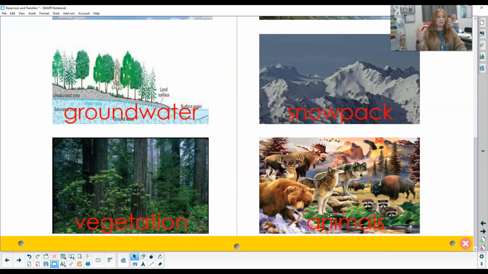Vegetation, the trees, plants, leaves, bushes, grass, all of these are holding water in their roots and in their leaves. And animals can also hold water inside them. So yes, an animal can move, but the animal, like in your body, is just holding that water. It's a storage place for it. So you just have to decide, is the purpose of it to go from one place to another? That's a transfer. Or is the purpose just to hold the water and store it in there?